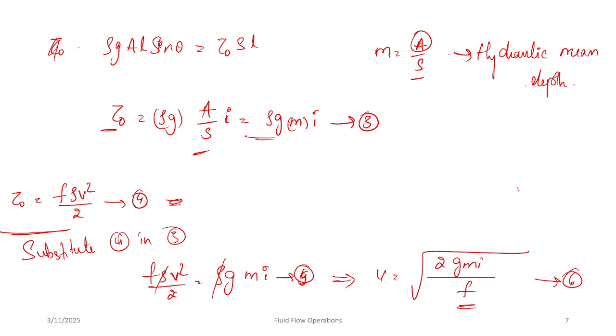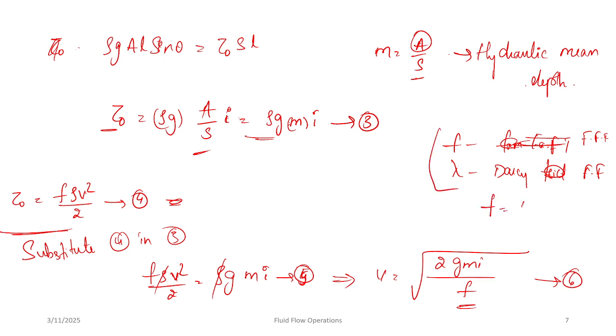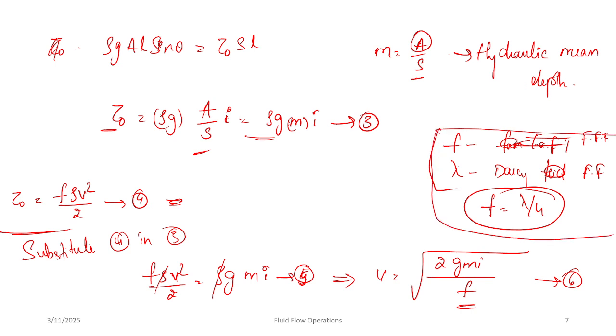And here F is the fanning friction factor. And just to avoid confusion, let's say F is the fanning friction factor and lambda is the Darcy friction factor. What is the relation between F and lambda? F will be equal to lambda by 4, right? Fanning friction factor will always be 1/4 of the Darcy friction factor. This also we discussed in the last class.